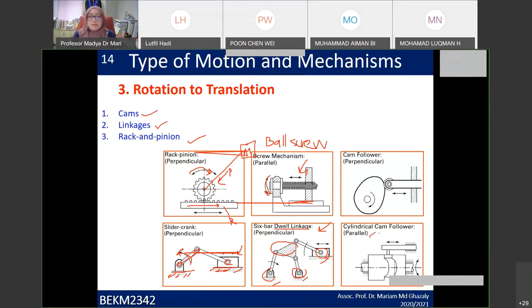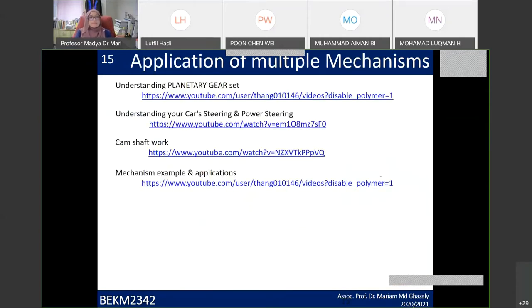Third one is the parallel cam follower. So same thing, we have a parallel cam follower. The concept will be the same, similar to this particular one. But I'm not going to focus on the similar type of cam follower, but more on this type. Okay, this one, application of multiple mechanisms, I think you can go through. I will share this later on towards the end of the class.